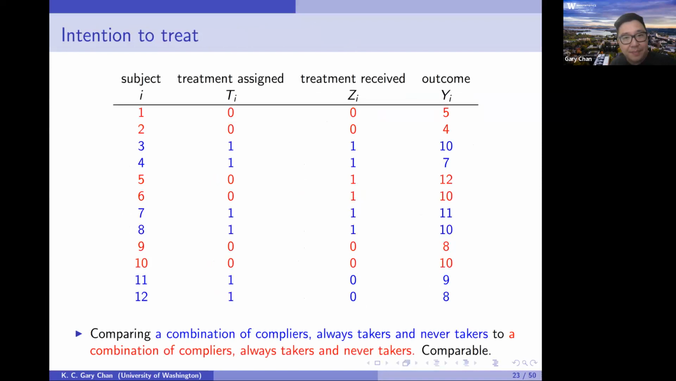Okay, so take a look at what intention to treat is doing. Intention to treat is comparing all the blue to all the red. The blue are assigned treatment, the reds are assigned control. So intention to treat compares the blue and the red, and they're comparable because the treatment assignment is random. But as I said, intention to treat does not take into account the treatment received.